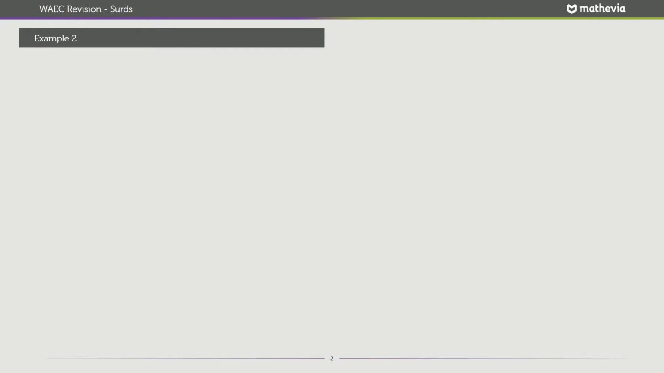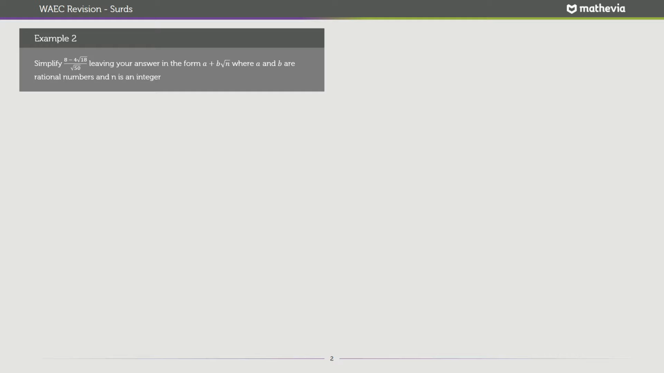Example 2, okay? In example 2, we have simplify 8 minus 4 root 18 over root 50, leaving your answer in the form a plus b root n, where a and b are rational numbers and n is an integer. Basically, quite simply, we're just looking to rationalize that denominator. So simplify this expression, leaving your answer in the form a plus b root n. What that's pretty much telling you is it should not have a surd denominator, where a and b are rational numbers and n is an integer.